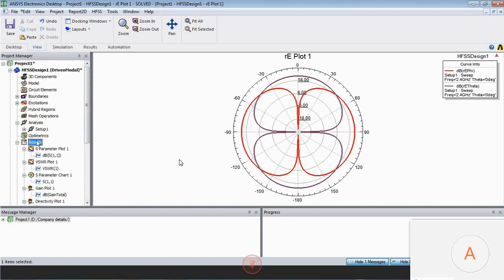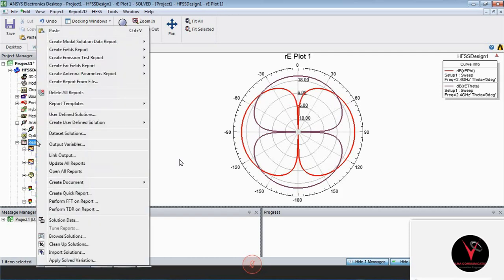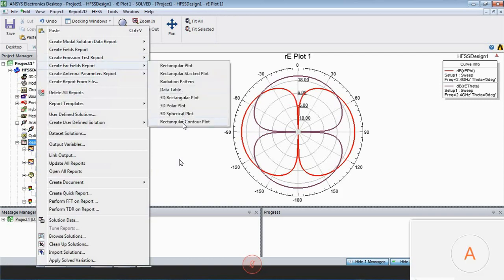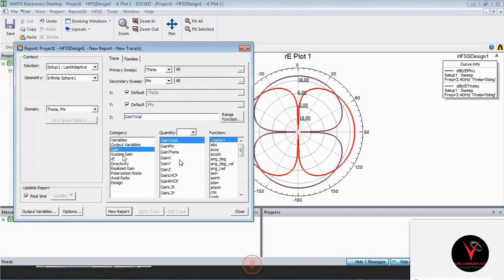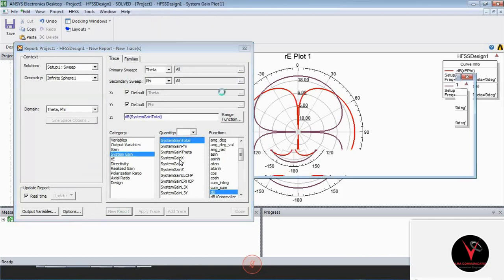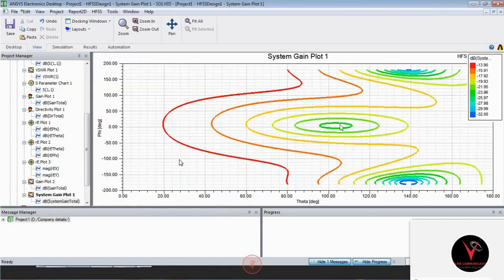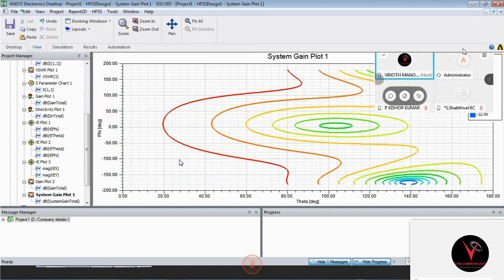And I also show one more result, which is how the antenna will radiate, how the power will radiate from the antenna. If you go for create far field report, in that far field report you get a rectangular contour plot. You just select the rectangular contour plot, go for system gain, select system gain, convert it into a sweep, and give dB here. So give a new report. This is the way the power is transmitted and radiated from the antenna.